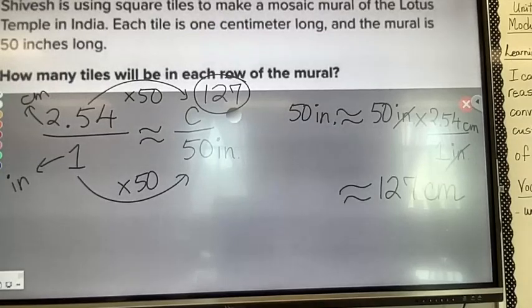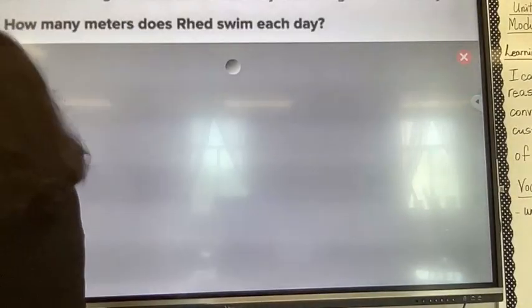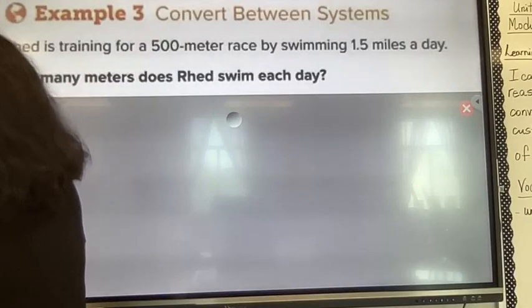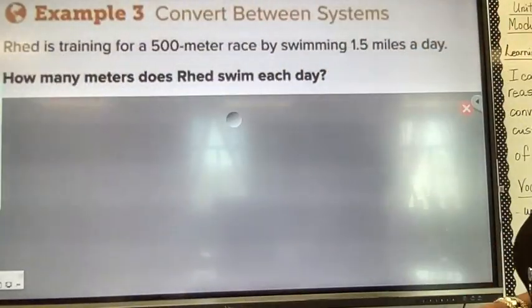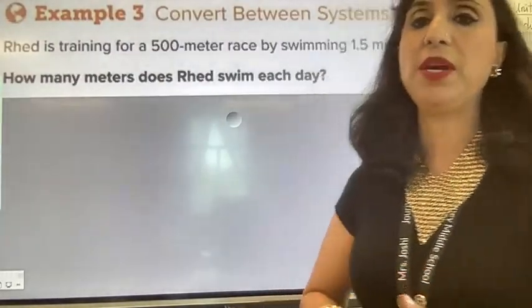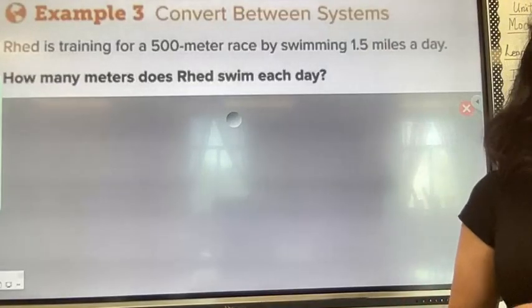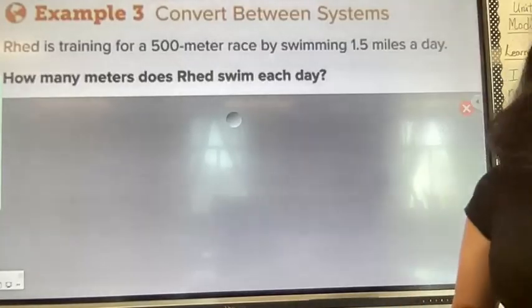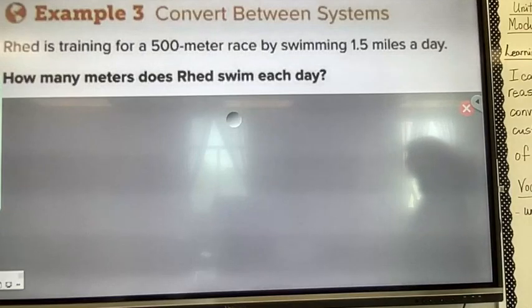Now, let's do one more example. Let's look at this one. We are again converting between systems. Red is training for a 500-meter race by swimming 1 5/10 miles a day. How many meters does Red swim each day? We're going to use equivalent ratios, and we are going to convert 1 5/10 miles to kilometers.